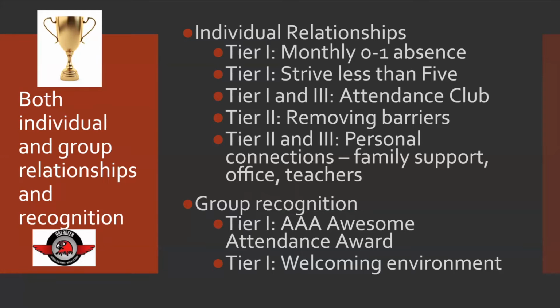We look at who's attending regularly. They're the tier 1, but we don't want to ignore them. They're the bulk of the school. Tier 2, who's having some troubles getting to school routinely. And then tier 3, those who are chronically absent or severely chronically absent. And relationships and recognition are what have worked for us, both at the individual and at the group level.